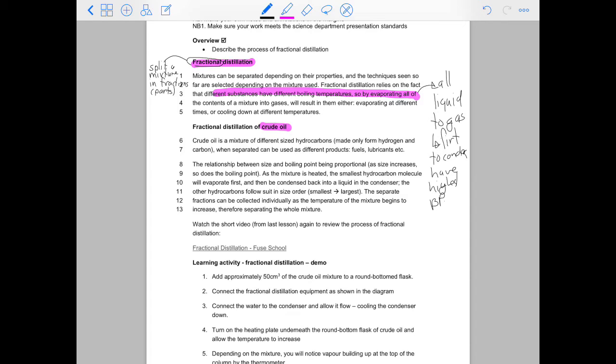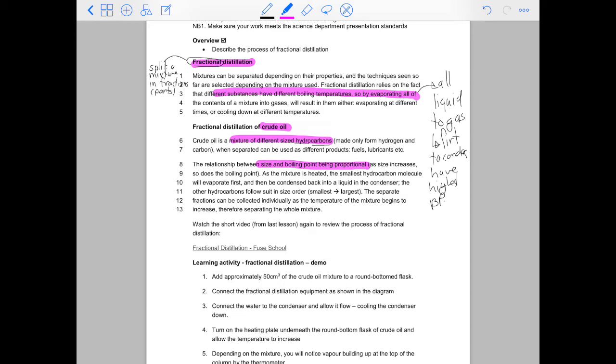Crude oil is a fossil fuel that's pumped from the ground. It's a mixture of differently sized hydrocarbons. You'll learn more about hydrocarbons in year 11, but they are molecules made of hydrogen, hence the hydro, and carbon, hence the carbon, hydrocarbon. So it is a mixture of various different molecules, up to 30, 40 different molecules, all with a slightly different boiling point. That relationship is between the size and the boiling point. As the size gets bigger, the boiling point increases as well.